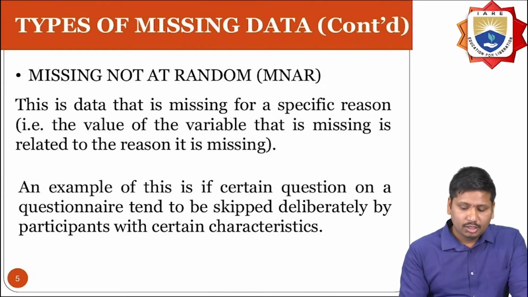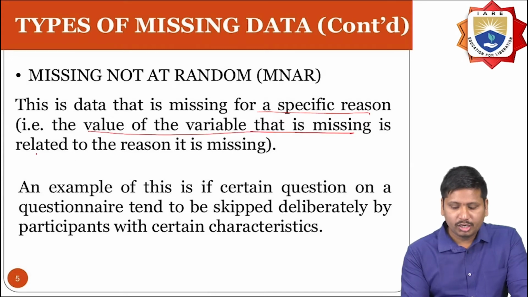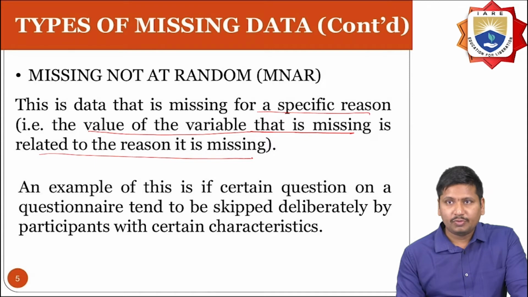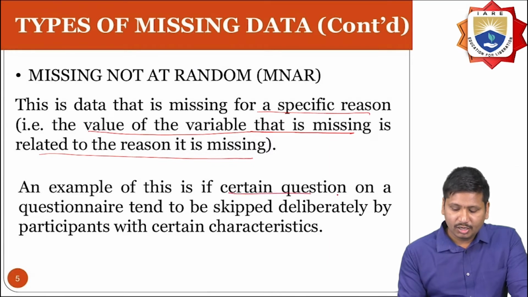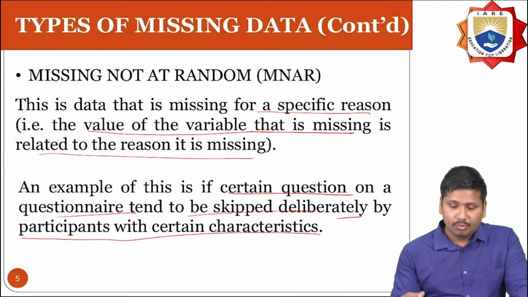Here the data for this method is missing for a specific reason, so the value of the variable is related to the reason. Based on some reasons the data is going to be missing. Only at that time can I apply this kind of method. For example, a certain question on the questionnaire tends to be skipped deliberately by participants with certain characteristics. Suppose the interviewer asks some questions; the respondent or participant can skip that question deliberately. That kind of problem comes under missing not at random.